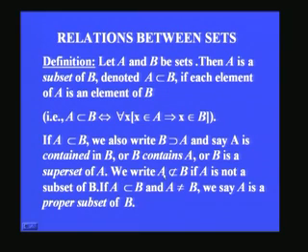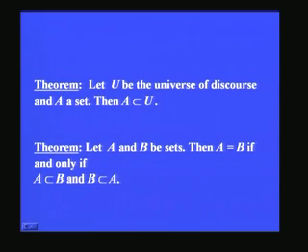We write A not contained in B, that is contained in with a slash over that, if A is not a subset of B. If A is contained in B and A is not equal to B, we say A is a proper subset of B. Let U be the universe of discourse and A is a set, then A will be a subset of U. U is the whole class, it is a big set, universal set. So, any set will be contained in that.